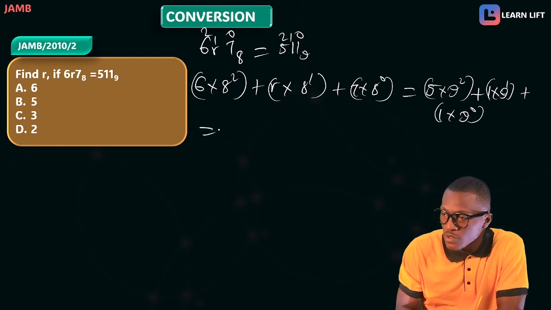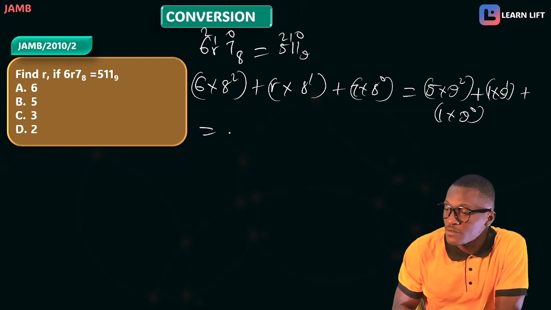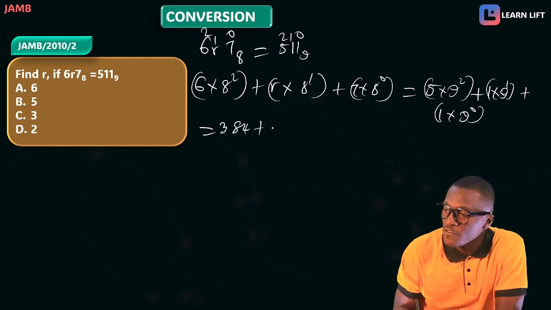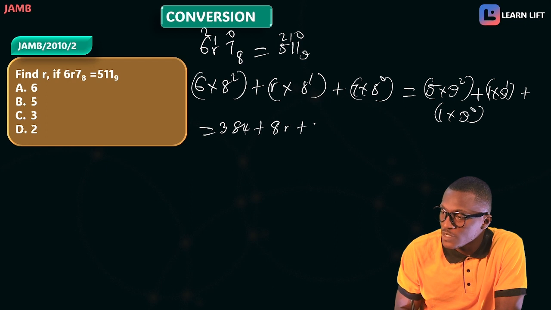So this now becomes 8 squared is 64. So 64 times 6, that's 384. Plus, 8 raised to power 1 is 8. 8 times R is 8R. Plus, 8 raised to power 0 is 1. 1 times 7 is 7.